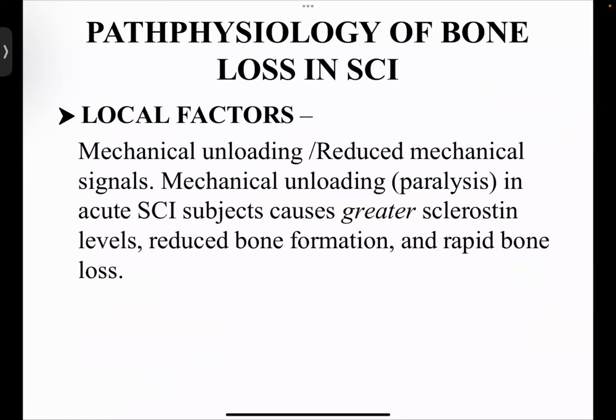So, what is the pathophysiology of bone loss in spinal cord injury? You can see the local factor, like mechanical unloading. As soon as the patient has a spinal cord injury, they become bedridden, so there are reduced mechanical signals. The mechanoreceptors, which are the osteocytes, in acute spinal cord injury cause greater sclerostin levels, which causes more bone resorption and reduced bone formation. That leads to a decrease in bone mineral density.